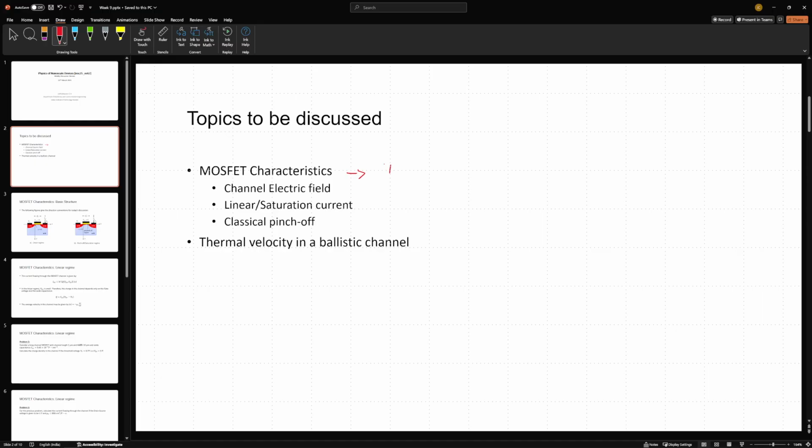When we talk about MOSFET characteristics, we are talking about ID versus VGS, oops, ID versus VDS. These are respectively the transfer and output characteristics. Our primary focus now is to get a quantitative idea.